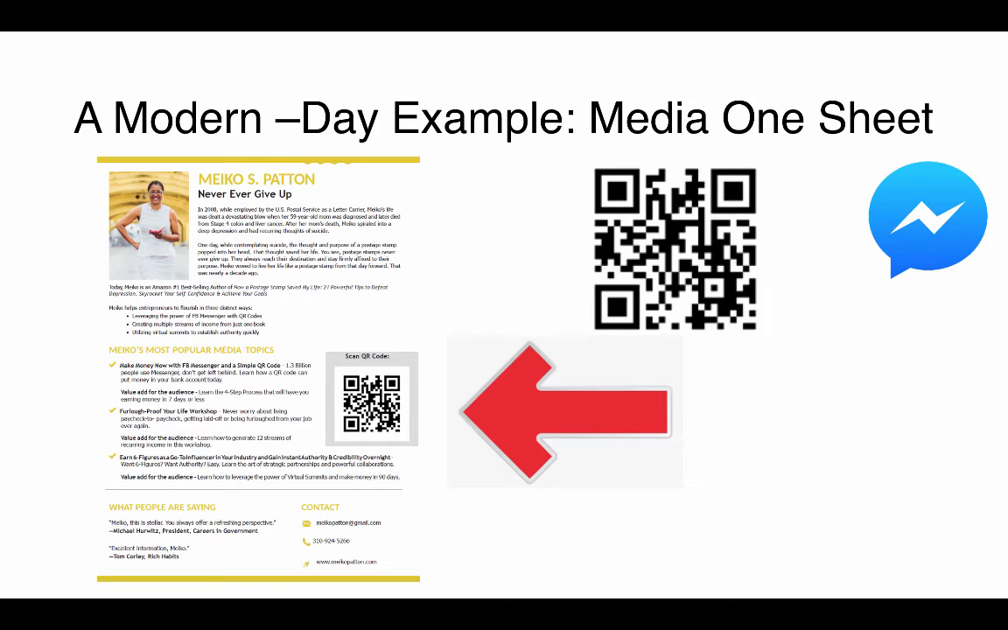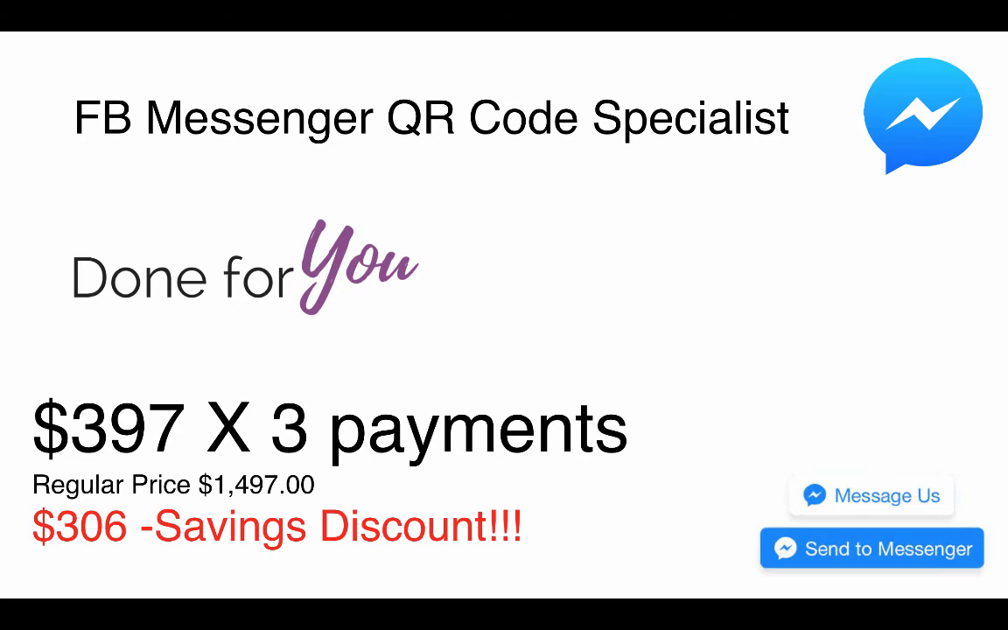So with the Media One Sheet, I had my Media One Sheet done, and I'm like, how can I make this more interactive? So I put a QR code on there, and that QR code links directly to Facebook Messenger, and a person can learn more about me and what I do, and I can establish that know, like, and trust, instead of the old Media One Sheet where it's just static and no one really wants to read all this information about you. So that's what I do. I'm a Facebook Messenger QR code specialist, and I will do this for you in Facebook Messenger.